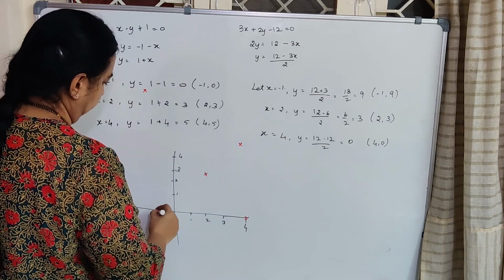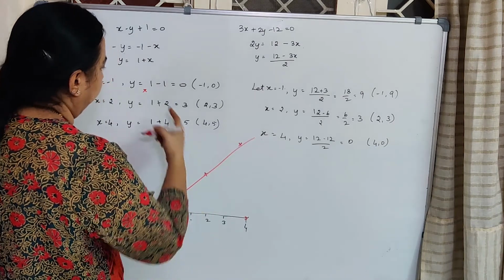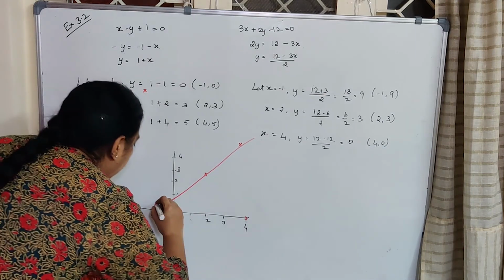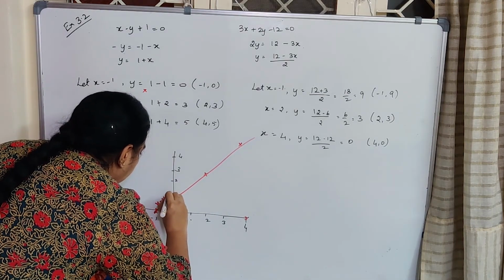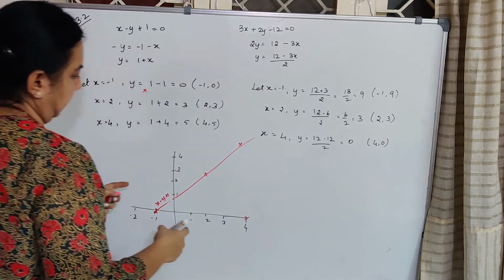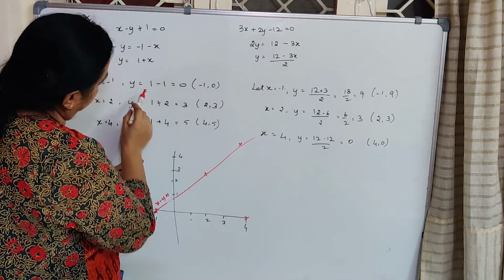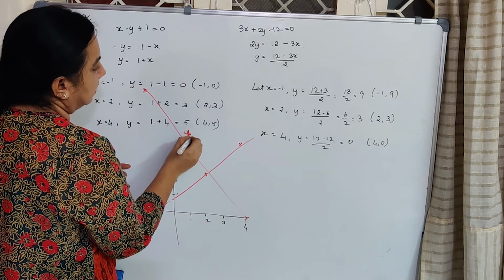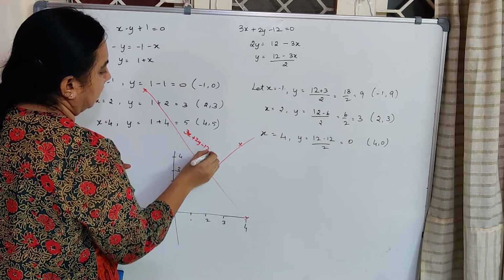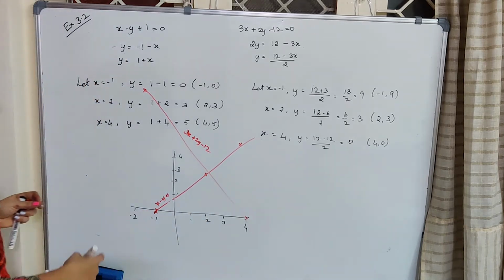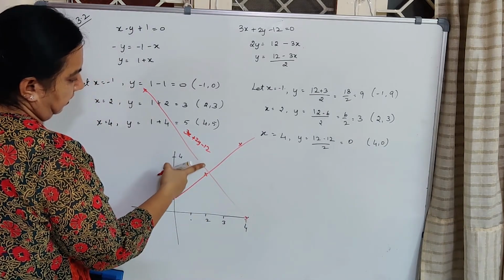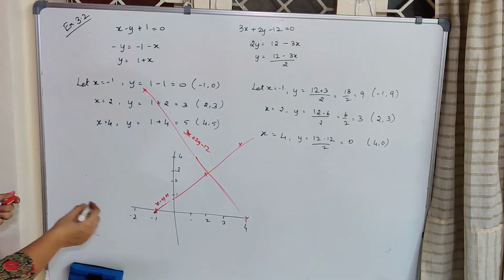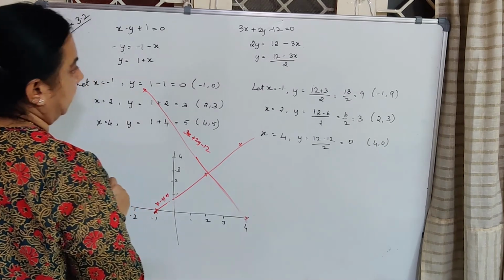So one of the lines is like this. The first line I will write as x minus y plus 1. And this line will be 3x plus 2y minus 12. So we have 3 vertices. See, both the lines will intersect here. My lines are not very perfect, it will be like this. So we have a triangle. These 3 points are the vertices of the required triangle.